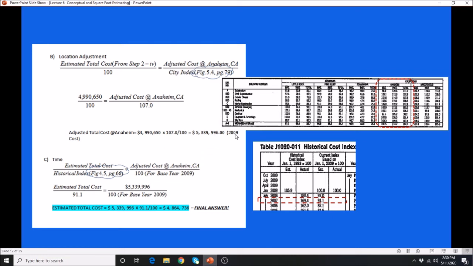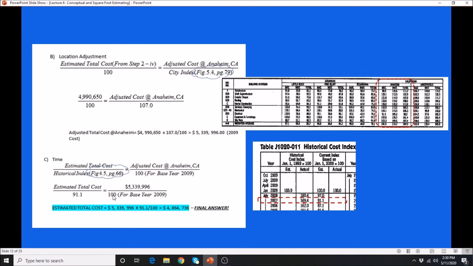is based on the year 2009, because the tables that we have in your textbook are based on the index in 2009. If you're going to make use of the 2020 tables, then the basis will be the year 2020. All right, so the next thing you have to figure out now is the adjustment based on time. So again, from the previous calculation of 5 million, plugging that to the adjusted cost at Anaheim, for base year, because it's 2009, so that's 100.